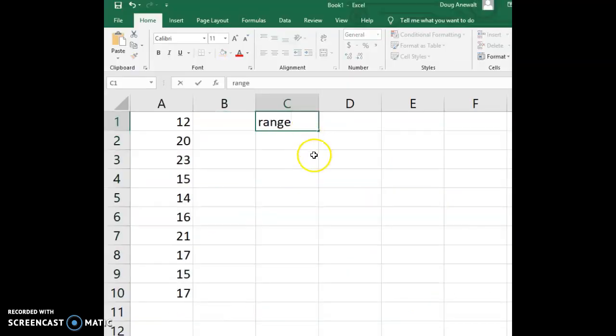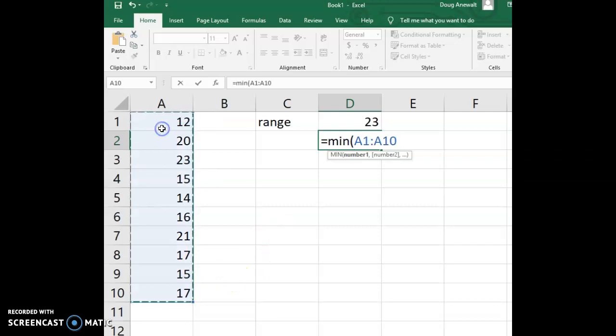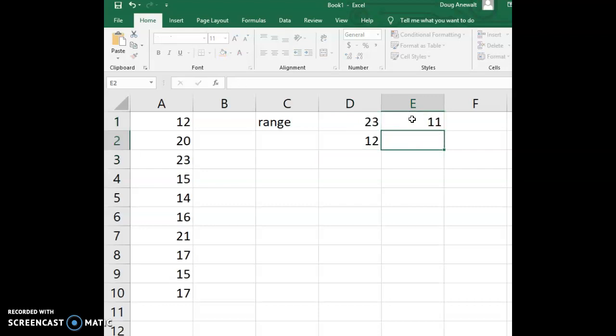To find the range, you need to take the maximum data value minus the smallest. You can use this formula to find the max. Make sure you get it right. The min, open parentheses. So 23 is the max and 12 is the min. So the range is going to be 23 minus 12. So our range is 11.